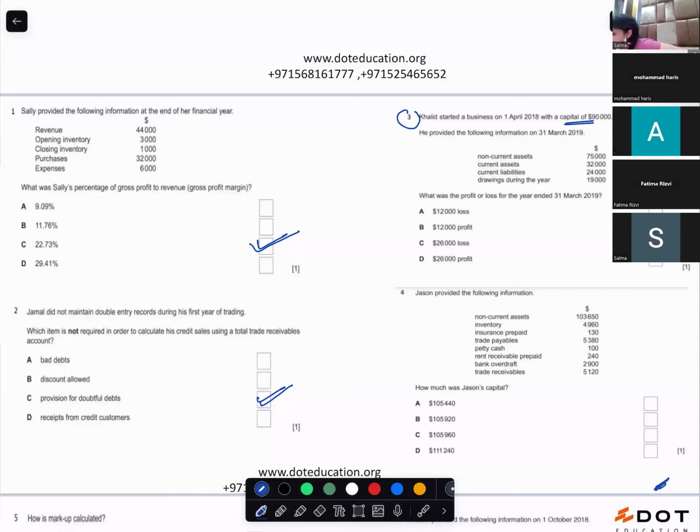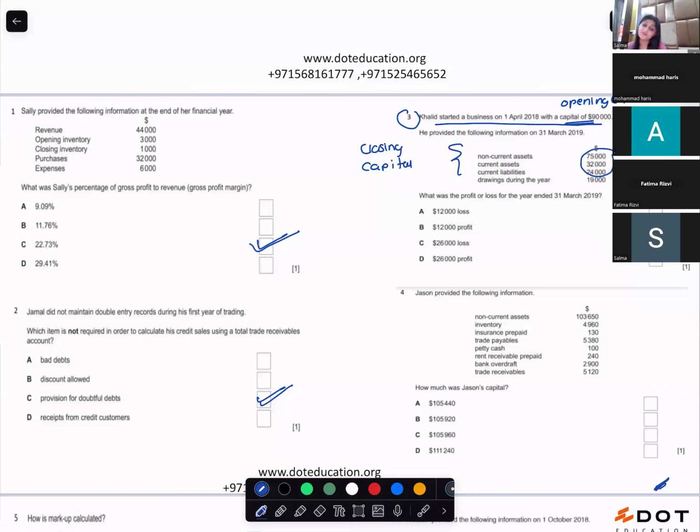Fatima, have you done this? No, Miss, I have done this. Come on, tell us. Okay, so for this one, you add 75,000, then you add I have opening 32,000 capital, okay? Yeah, and I have to find the closing capital. How will you find the closing capital? So 90,000 plus 75,000 plus 32,000.